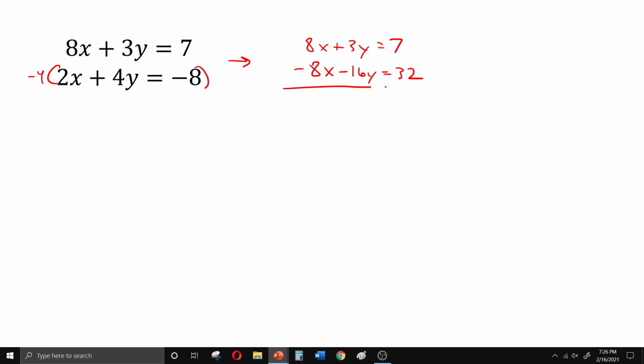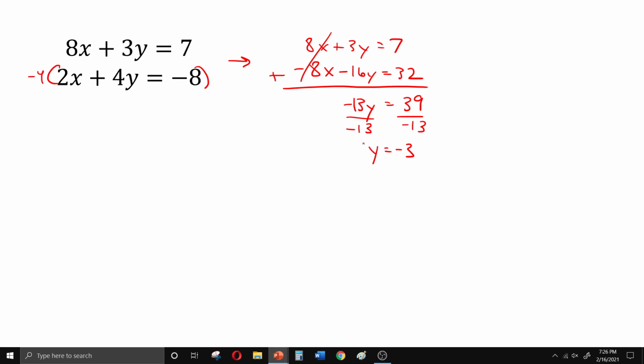I'm going to add these together. That's going to cancel. That's going to give me -13y, and that's going to give me 39. So just combining like terms. And then, hey, -13 goes into 39 -3 times.